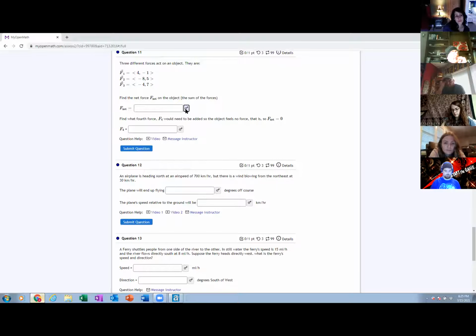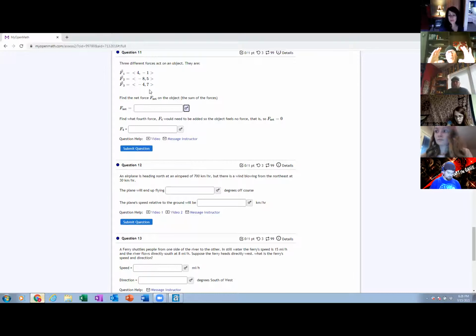Now, here's what engineers do. This is really cool. Find the fourth force that would be needed so the net result is zero. That's what you have to do on a bridge. You have to add a fourth force to it so that it all adds up to zero, so that way that joint isn't moving anywhere. That's how bridges are designed, if you will, when there's a lot of forces pulling on them. So you have to come back and say, okay, if I took 4 plus negative 8 plus negative 4 plus what would make that zero? And then if I take negative 1 plus 5 plus 7 plus what would make that zero? I need the vector to be 0, 0. It isn't moving anywhere at all.